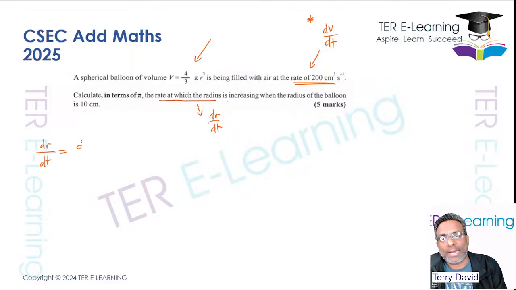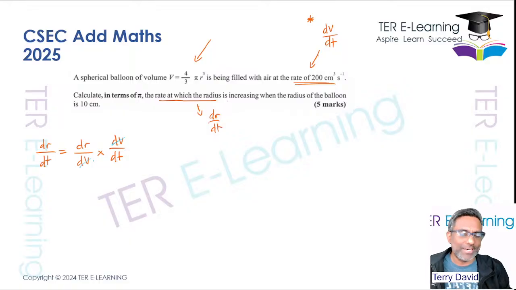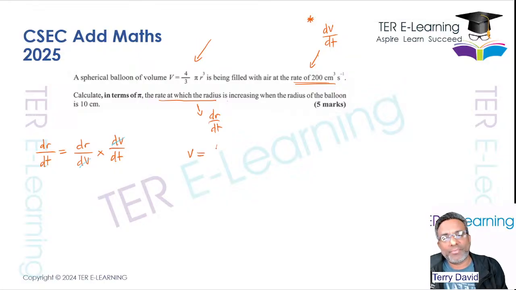So therefore, I can work out dr/dV multiplied by dV/dt. Now, what is happening here, I don't want you all to think of these things canceling. But look at the dV's. The dV's, they're going to disappear and you're going to end up with dr/dt. So how are we going to do this? So the first thing, we know that the volume is given by 4/3 pi r cubed. That's the volume of a sphere.